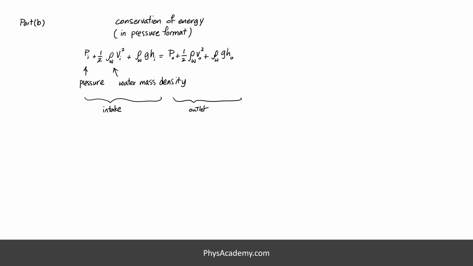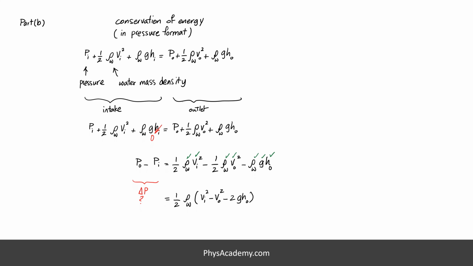We start with energy conservation but in its pressure format for part B. Here, on the left-hand side, the first term is the water pressure at the inlet, and the second term is very similar to the kinetic energy but divided by the volume of water. The third term is the gravitational potential energy divided by the water volume. The inlet height is 0 since we took its height as the reference point. By rearranging this equation, we can find the pressure difference between the outlet and intake.